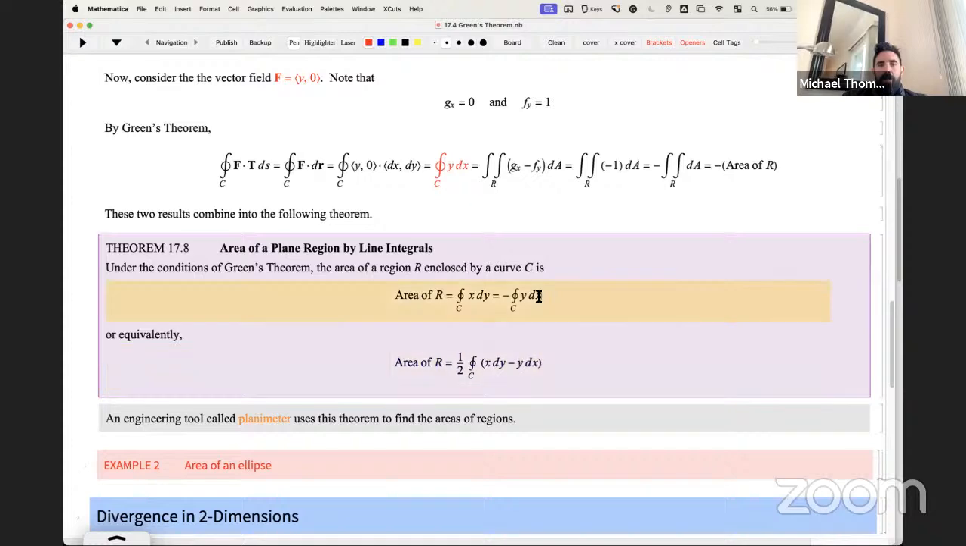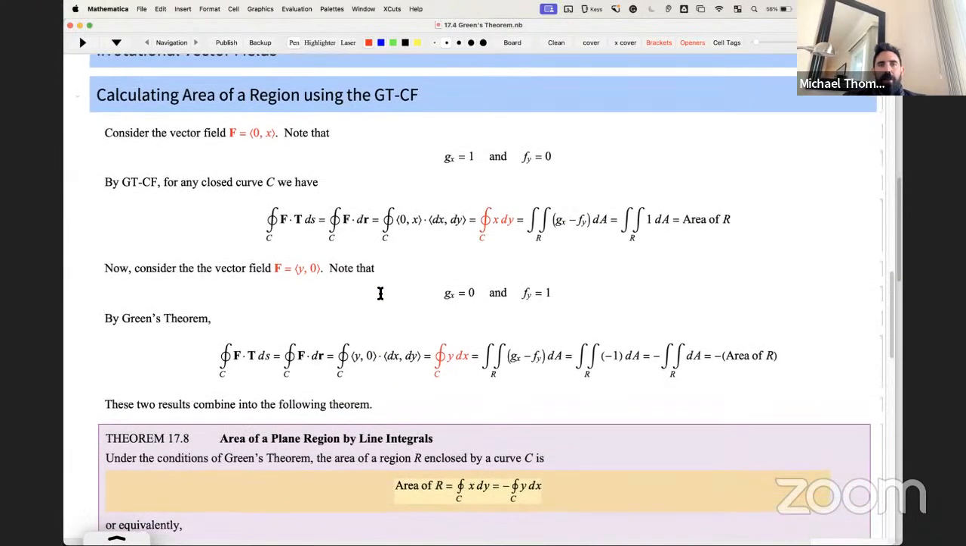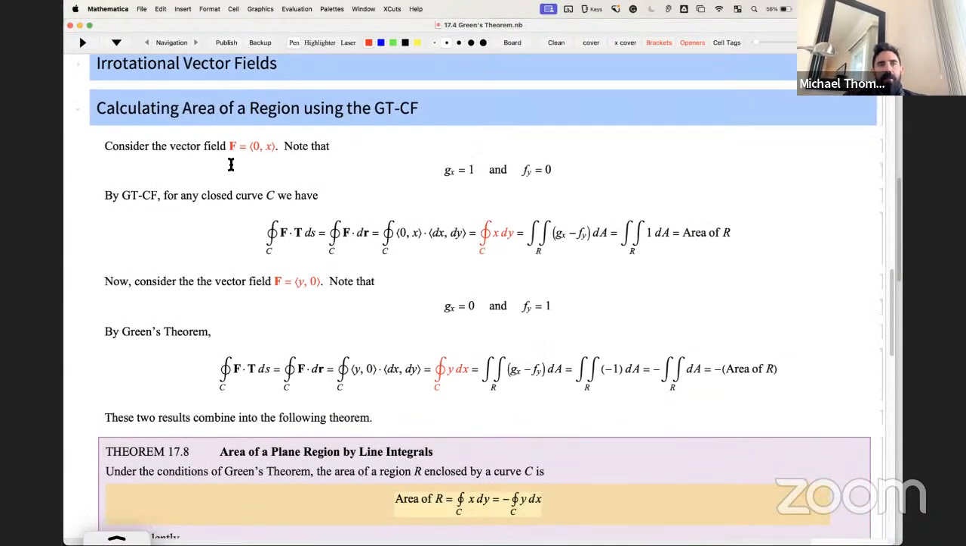So you might ask, well, where does this come from? Well, here's the idea. Let's say that I give you this particular vector field. So this is special. It's specially constructed. Do you notice that Gx is 1? You guys follow that? This is F and that's G, right? So Gx is 1. And then can you see that Fy is 0?